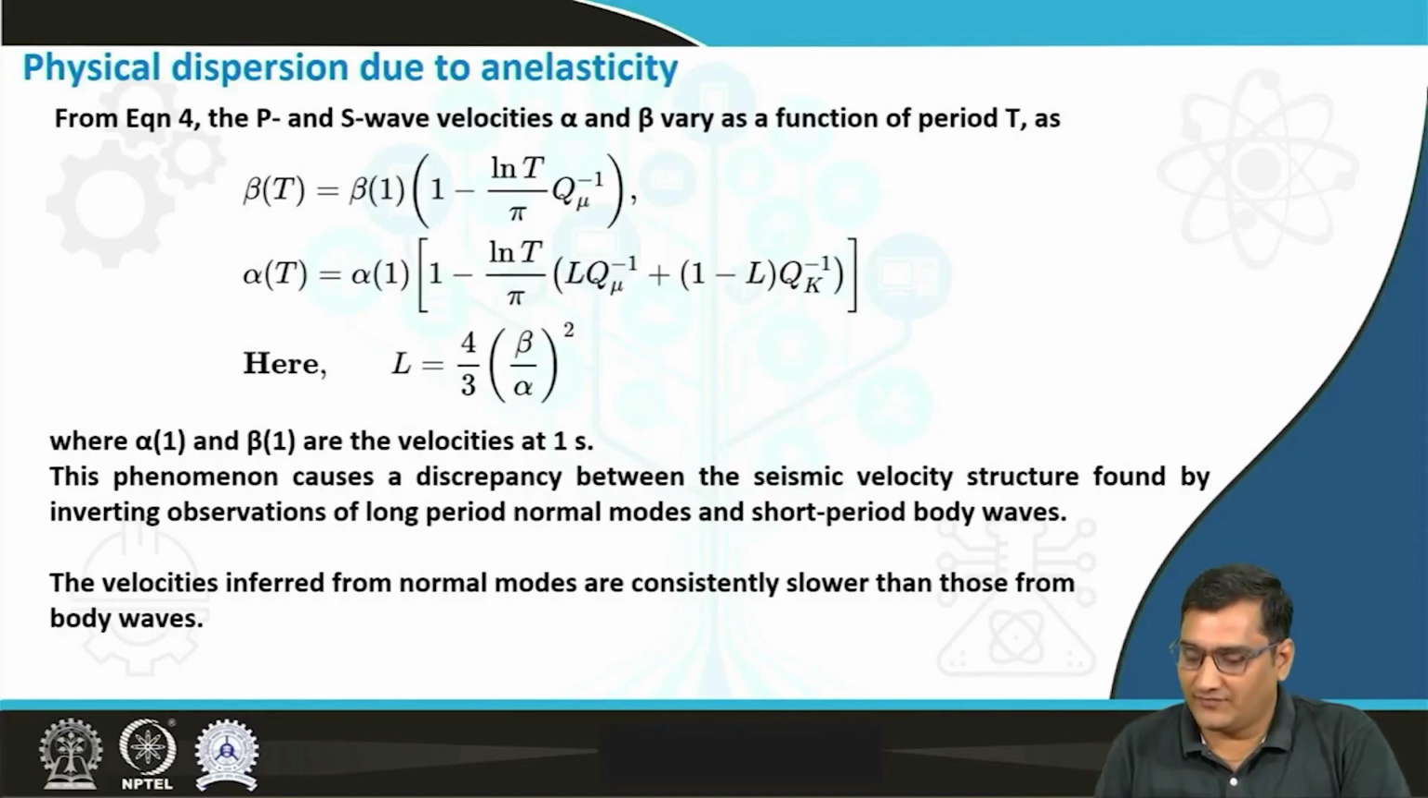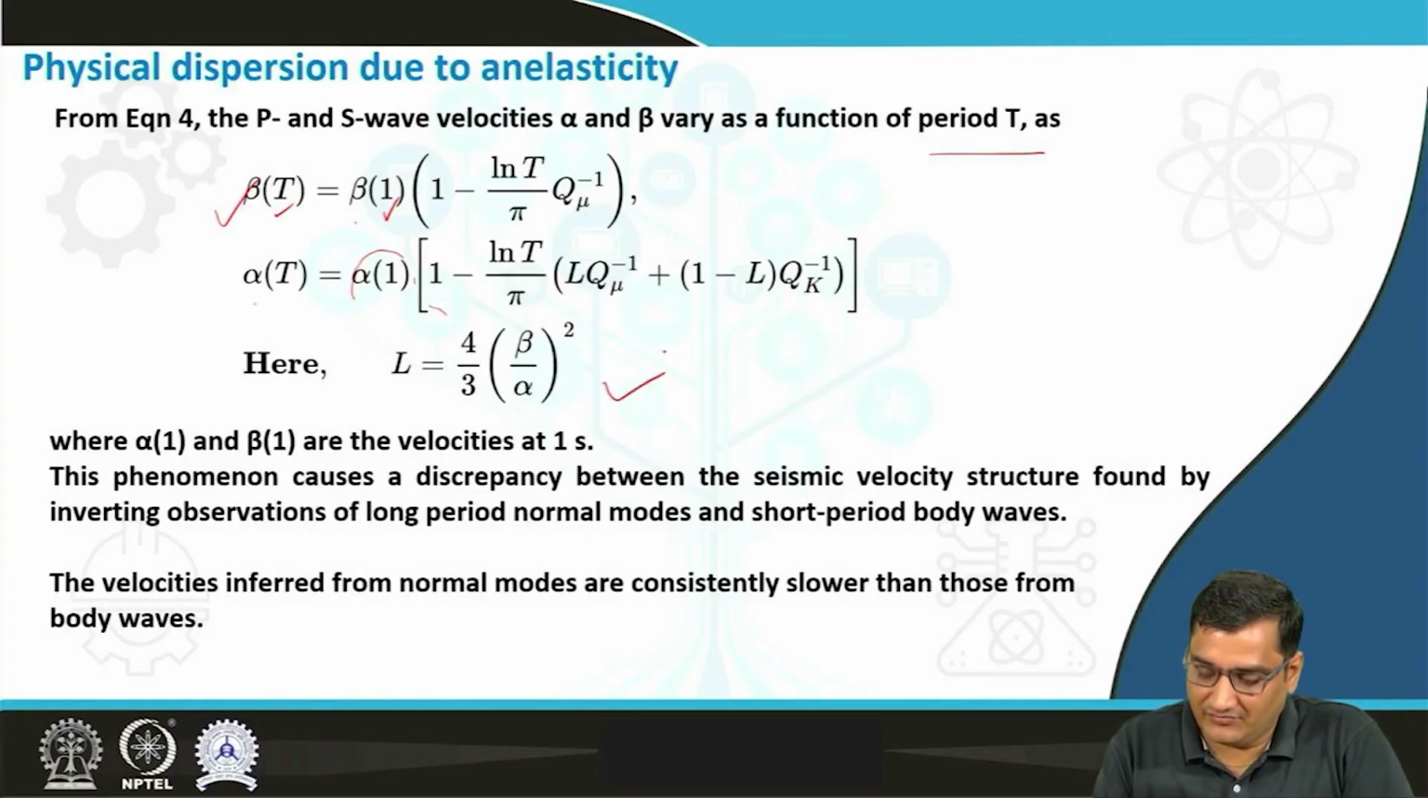And if we take equation 4 into consideration, the P wave and S wave velocity vary as a function of time period: beta as a function of time period will be equal to beta at time period equal to 1 second, in bracket 1 minus ln T by pi Q mu inverse, and alpha of T will be equal to the initial value of alpha, that is at time period 1, in bracket 1 minus ln T by pi in bracket L Q mu inverse plus 1 minus L Q kappa inverse.